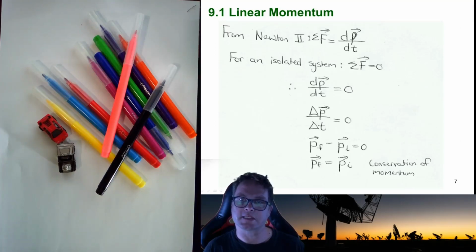If we continue on to look at the case of an isolated system, by an isolated system we mean the sum of the forces is zero. So there are no external forces operating. If the sum of the forces is equal to zero, then the change in momentum with time is equal to zero. Rewriting the derivative notation in terms of delta notation, the consequence is that the change in momentum must be zero. From there it follows that the final momentum is equal to the initial momentum, which is of course a conservation statement. So this brings us to the conclusion that for an isolated system, the final momentum is equal to the initial momentum, and we have conservation of momentum.